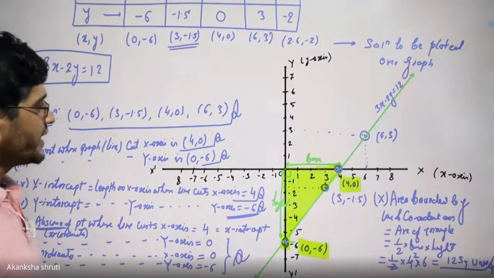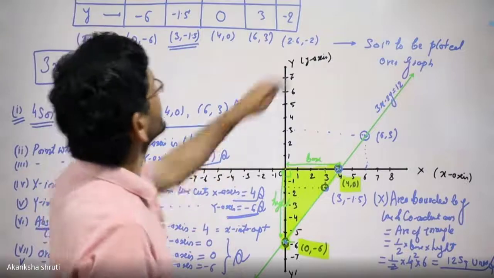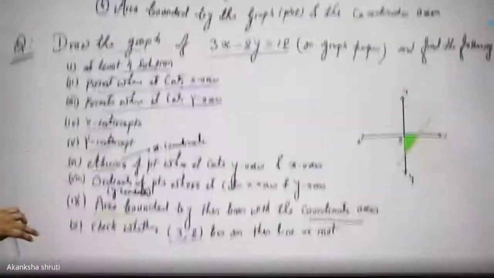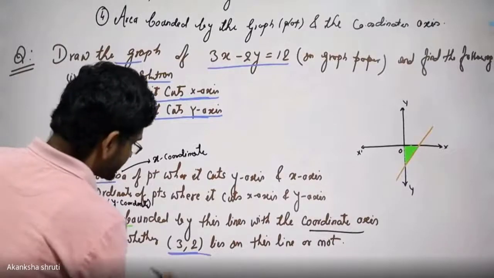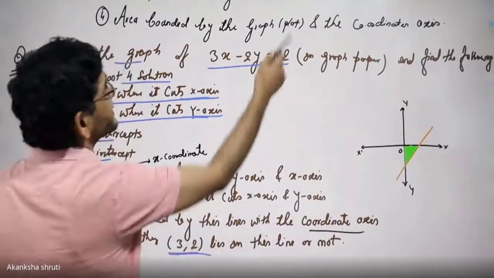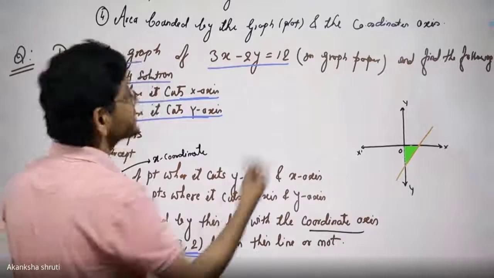Students, even it may be asked, or even the last part is our, see here, the last part is whether 3, 2 lies on this line. So students, take this point 3, 2 and plot it the same.